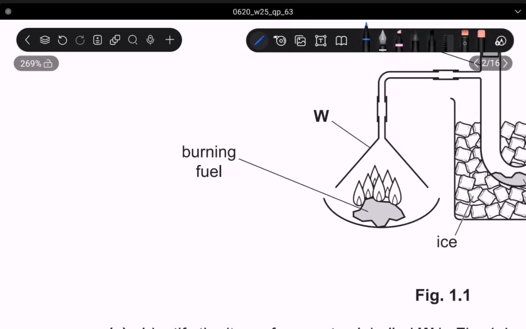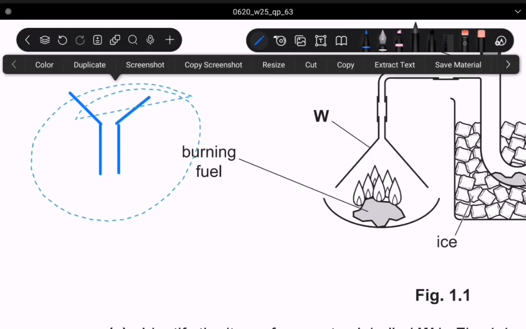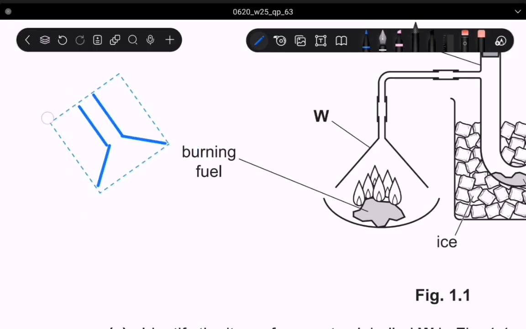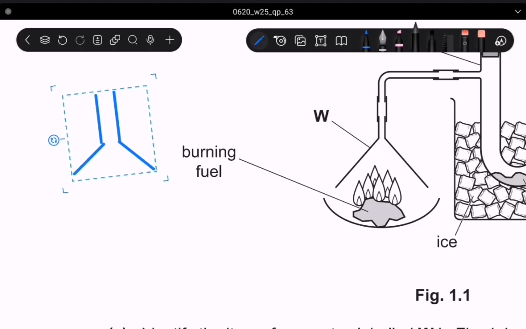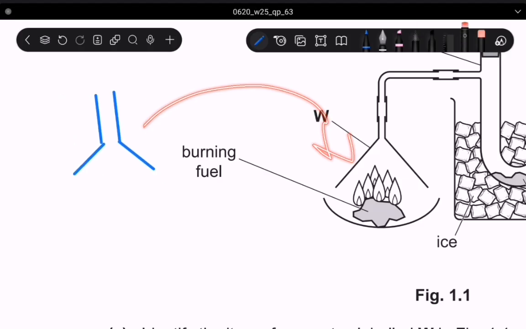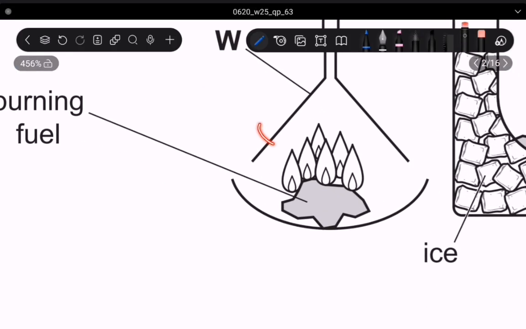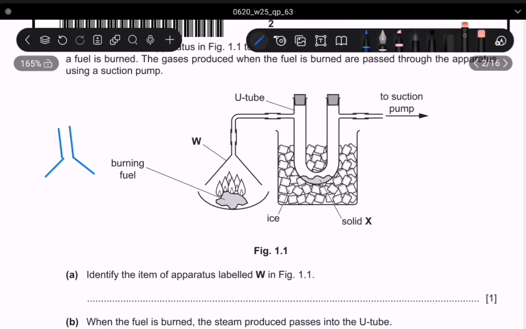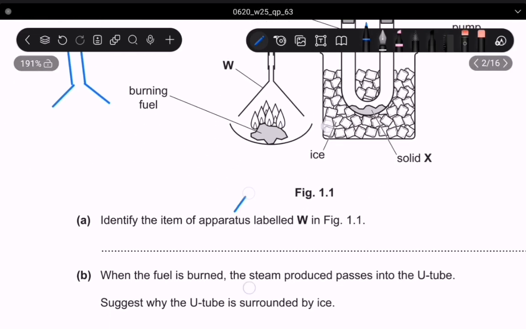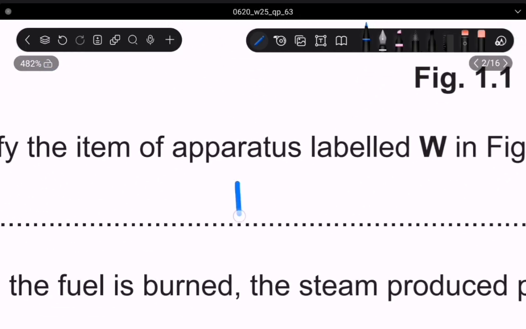How do you know it is a funnel? A funnel actually looks something like this. But if you invert it, it looks similar to what we're looking at right now. So this is a funnel, and this is an evaporating dish where we're burning the fuel, and those gases are passed through the U-tube. So we will name this apparatus as funnel.